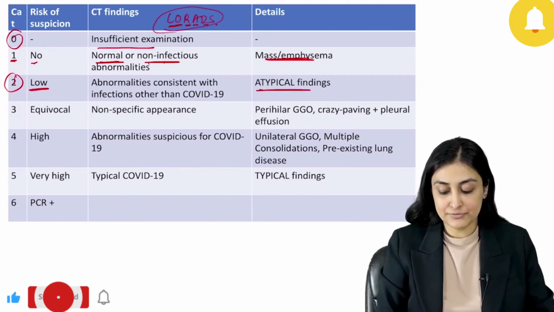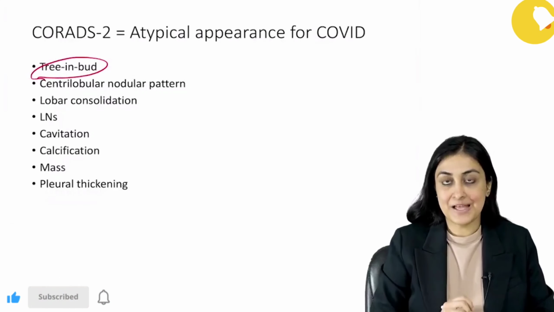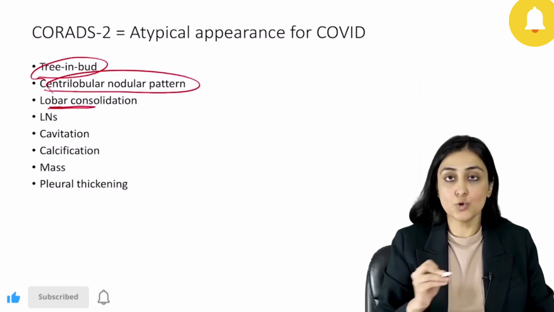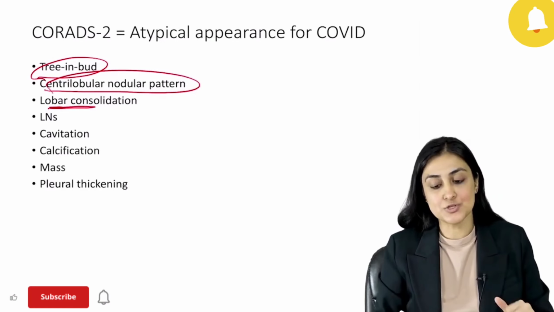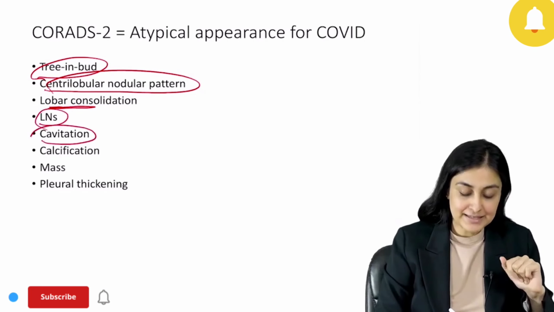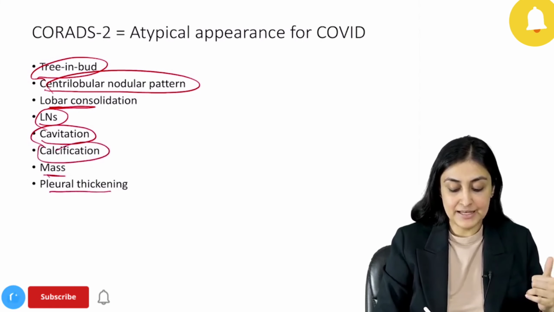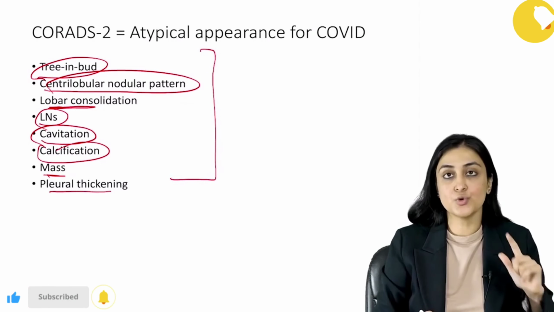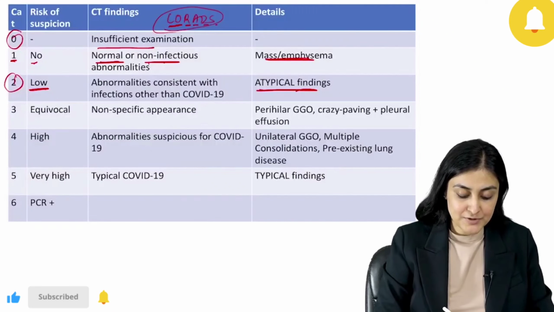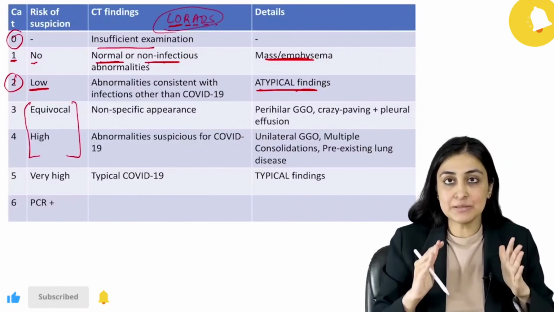There are atypical findings. So what are atypical findings? Tree in bud pattern, like we saw. Centrilobular nodule is again atypical. A single lobar consolidation, like a right upper lobe consolidation, single one, atypical. Lymph nodes, any cavity, any calcification, mass or pleural thickening, all of these are not features of COVID-19. Will give a score of 2. Then we have a score of 3 and 4 wherein we are not very sure. Alright, so findings are in between.